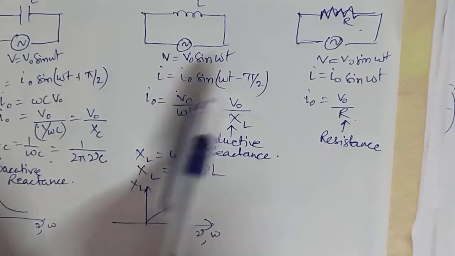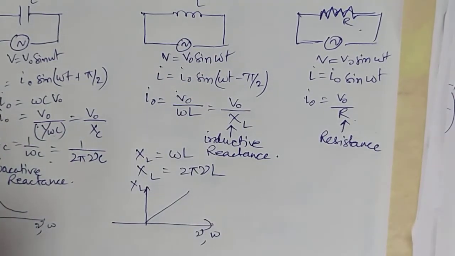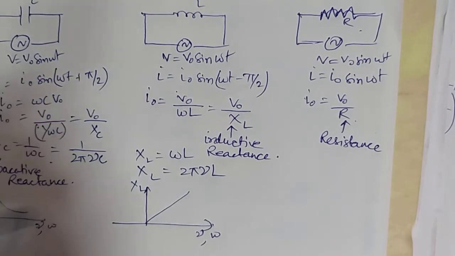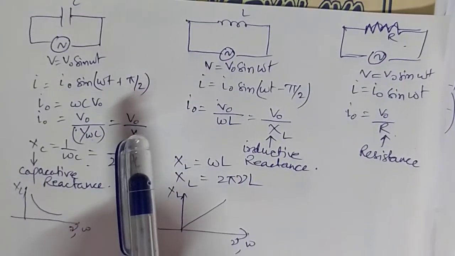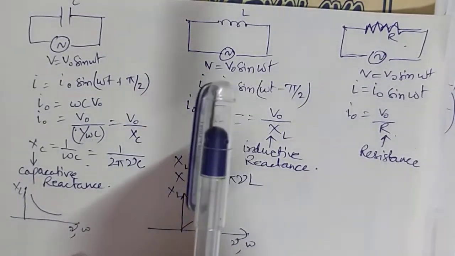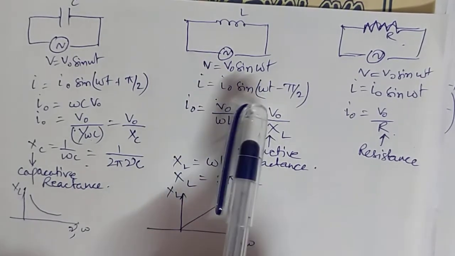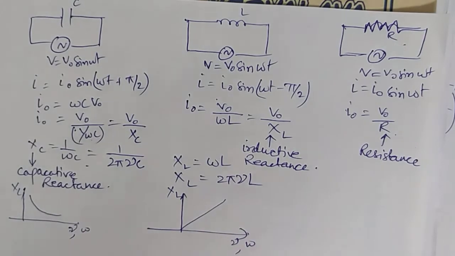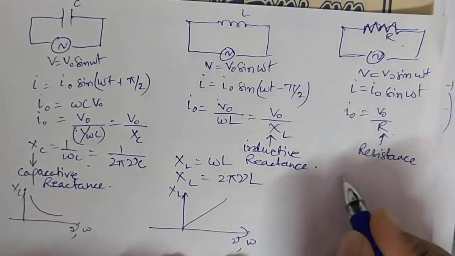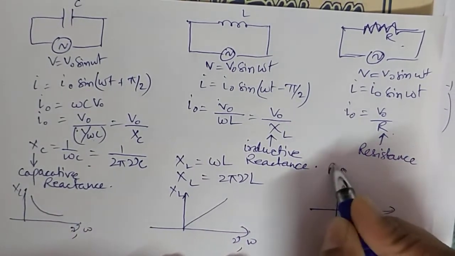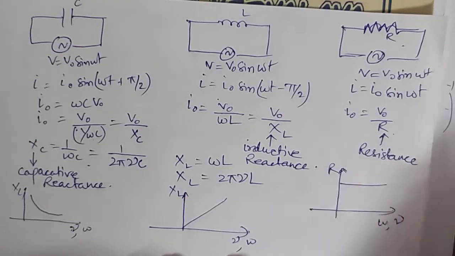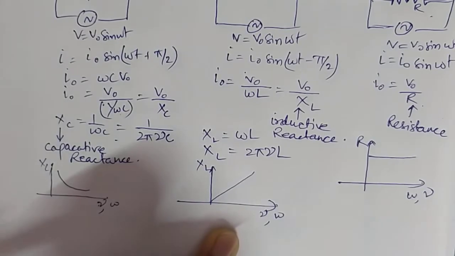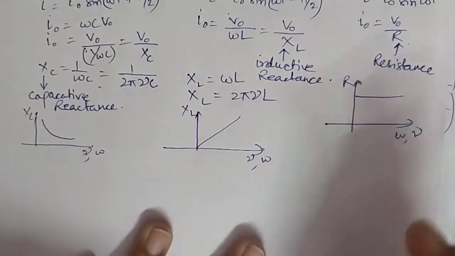Inductor brings a phase difference of pi by 2 between current and voltage. Capacitor also brings a phase difference of pi by 2 between current and voltage. But the only difference in these two cases is that in case of inductor, voltage leads current, and in case of capacitor, current leads voltage. Okay, so if you check how resistance changes with omega or frequency, it remains constant, does not change with frequency, whereas these two values change with frequency.